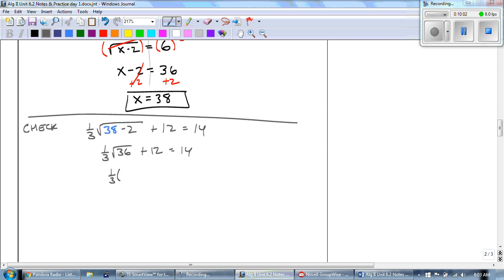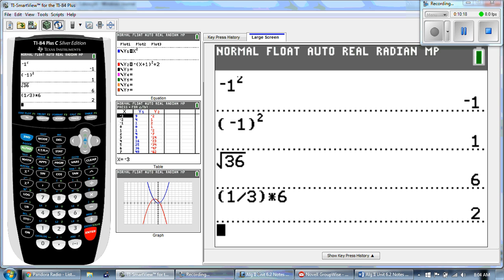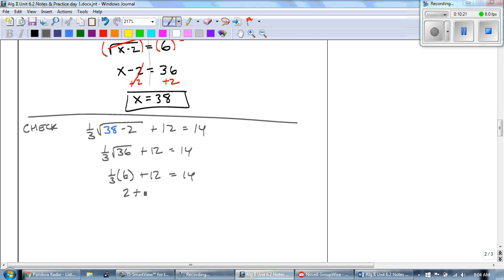Just to show you. So remember, that's 1/3 times 6. And remember, if you don't know what that is, do 1/3 in parentheses times 6 to get 2. And then I really, really hope you guys can do 2 plus 12 in your head. Yay, it works. So this is my solution. X equals 38.